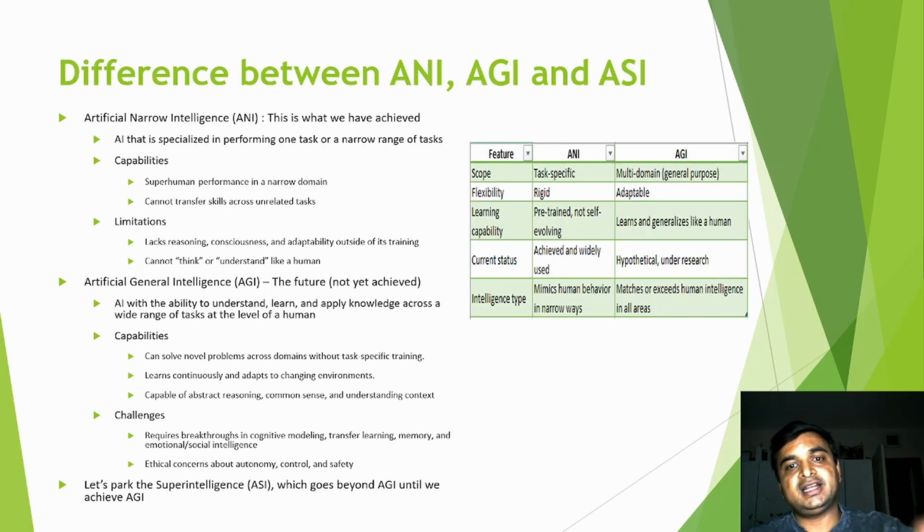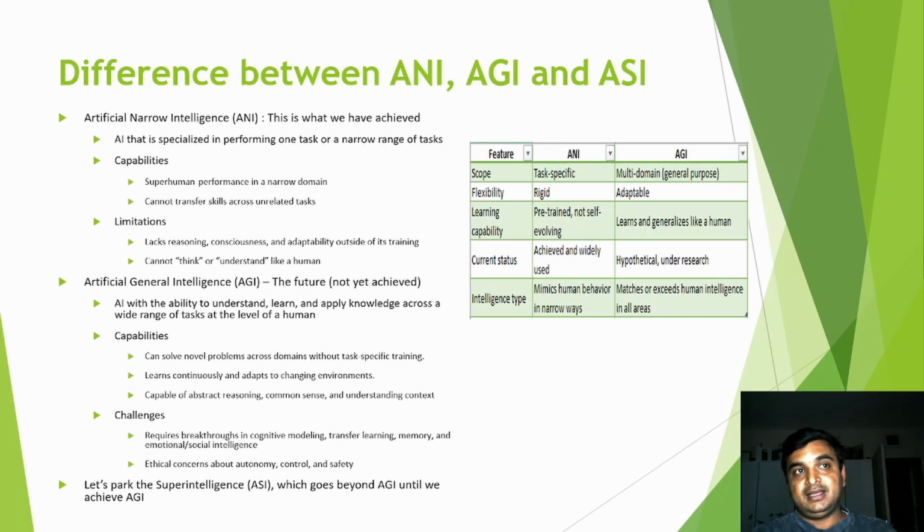Moving on to artificial general intelligence. This is a type of AI we are trying to build, but we haven't succeeded yet. Artificial general intelligence would be like a human brain. It could learn anything just like we do, solve new problems without being specifically trained for them, understand situations, use common sense, and even adapt when things change. Sounds amazing, right? But it's really hard to make. Scientists still face big challenges like building memory, emotions, and reasoning into machines.